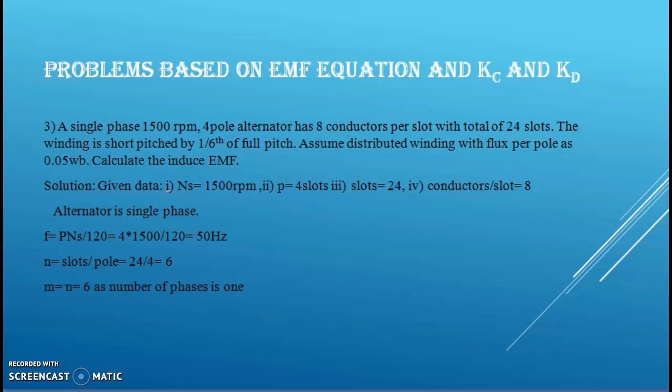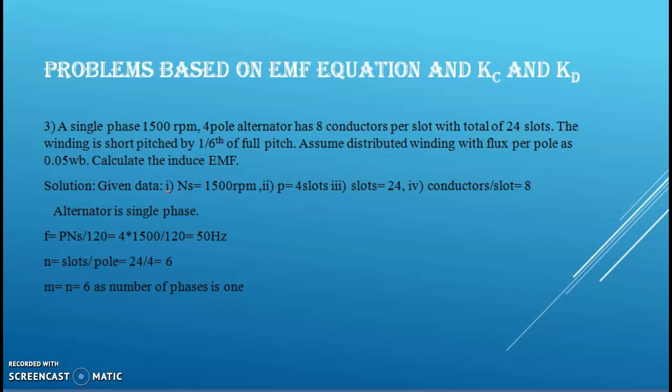And here the alternator is single phase. Up till now, in whatever problems we have discussed, we have taken the alternator as 3 phase. Now this alternator is single phase, and we have to find the induced EMF. Again we will start with the frequency. We know that frequency F is equal to P Ns upon 120. By the formula Ns equals 120 F by P, we can find the frequency. By putting in the values of P and Ns, we get the frequency as 50 Hz.